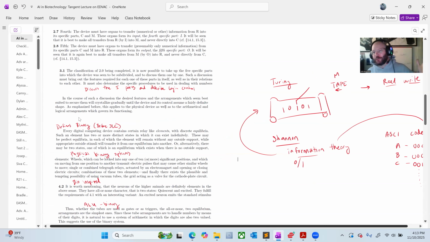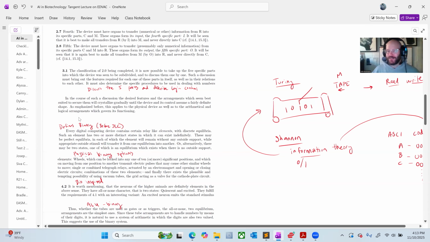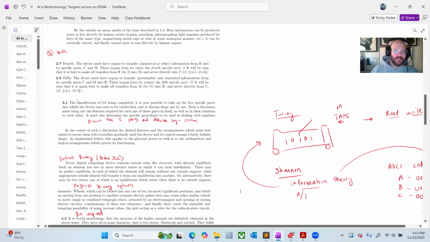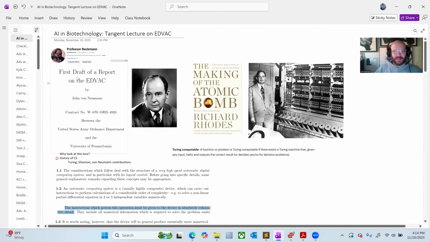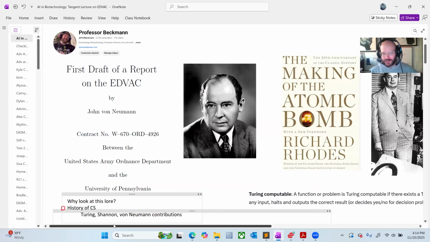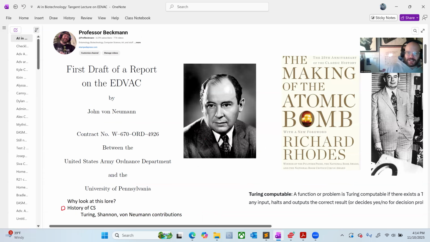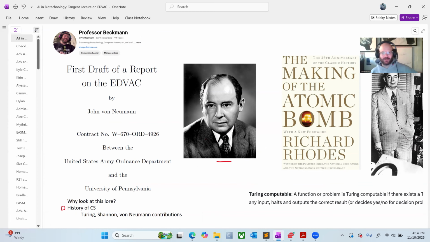But this is not the form of computers that people use on their desktops or their laptops. This is not a modern computer. The modern computer is in fact called a von Neumann machine, or the von Neumann architecture. And this paper that I'm talking about today is the description of the first von Neumann architecture. So let's talk now about the third founding father of computer science, John von Neumann.